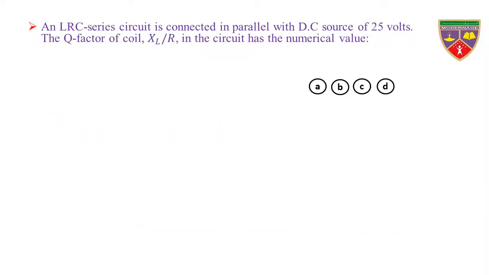An LRC series circuit is connected in parallel with DC source of 25 volts. The Q factor of coil XL divided by R in the circuit has the numerical value. Option A, 0. Option B, 5. Option C, 15. Option D, 25. The key is 0. Therefore, the correct option is A.